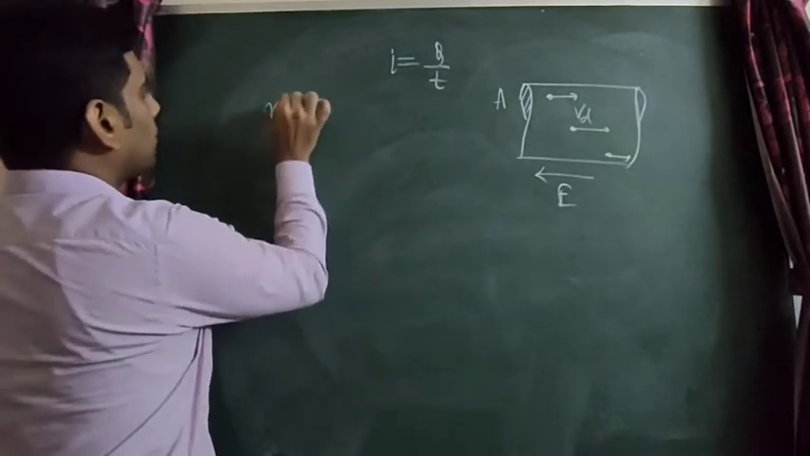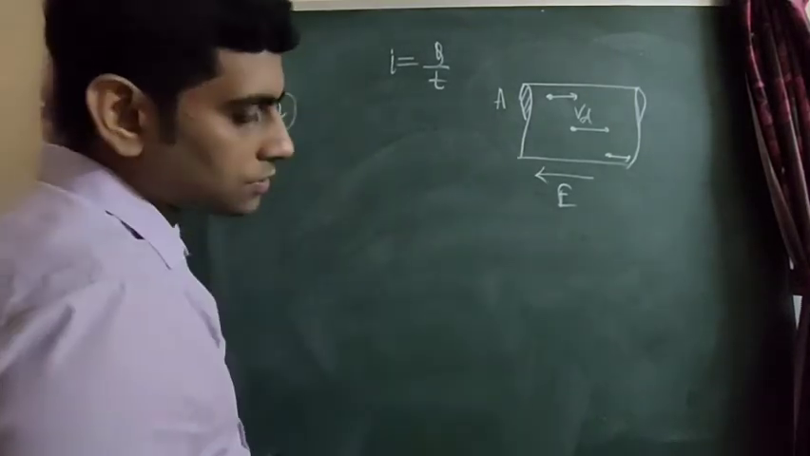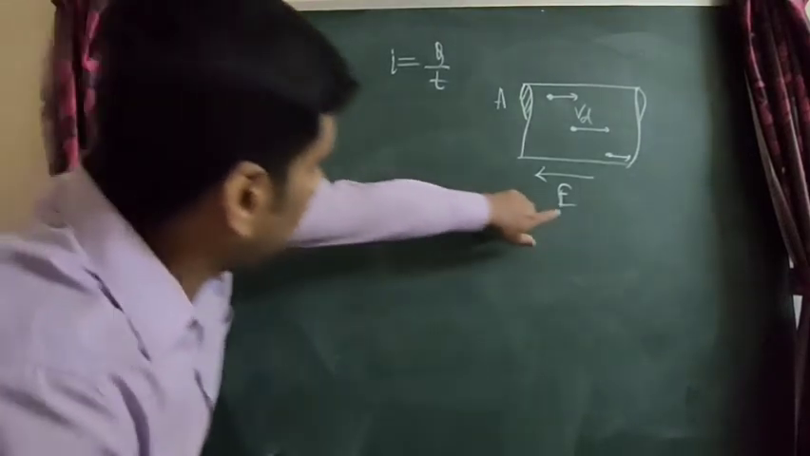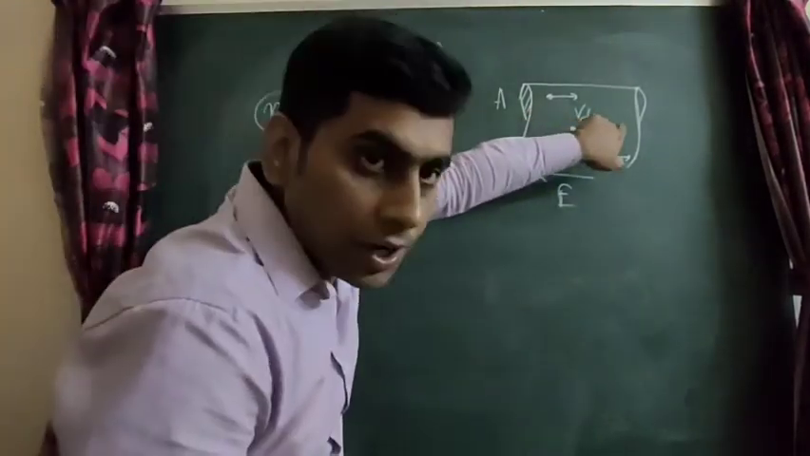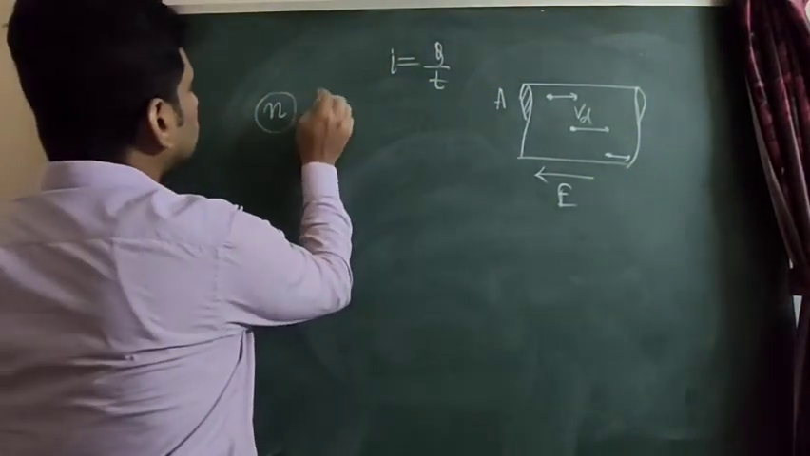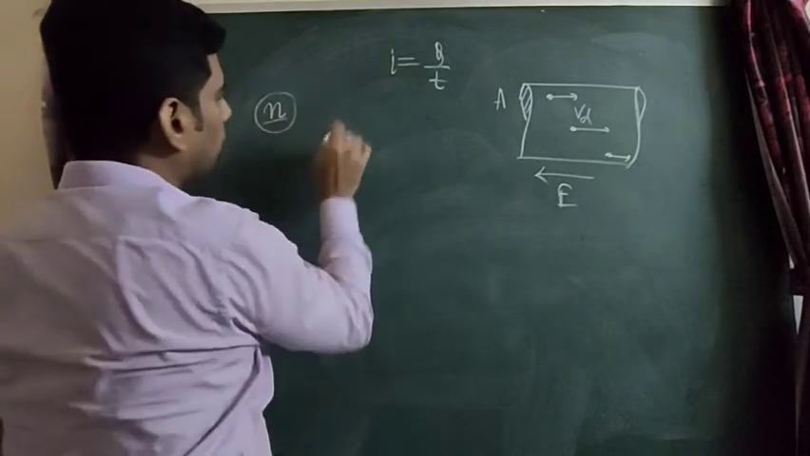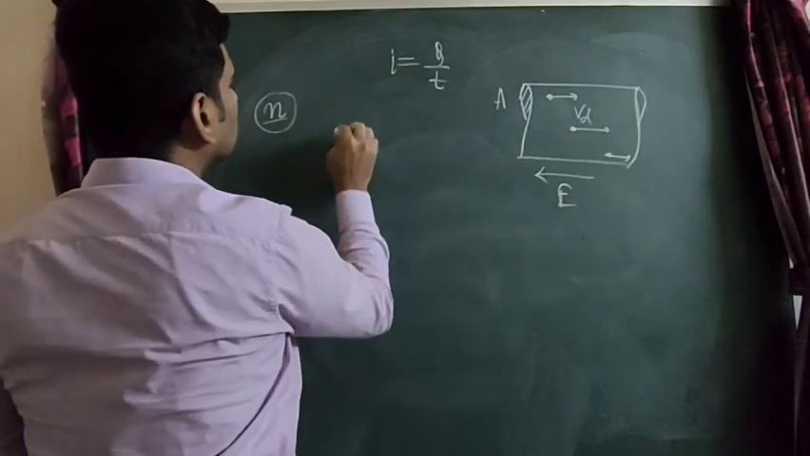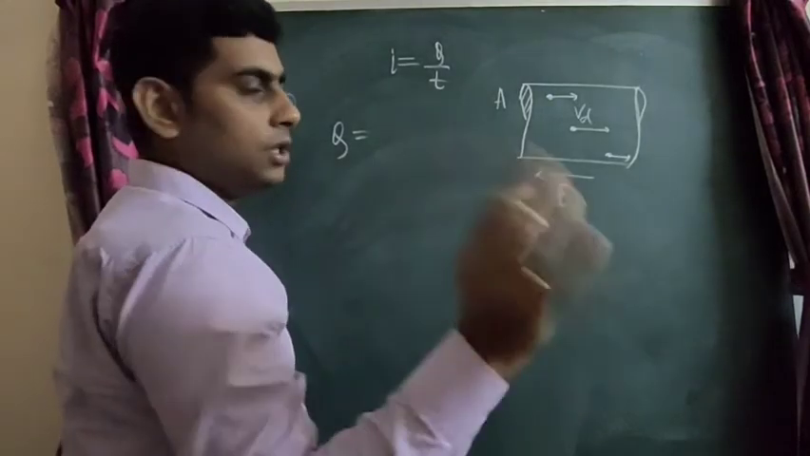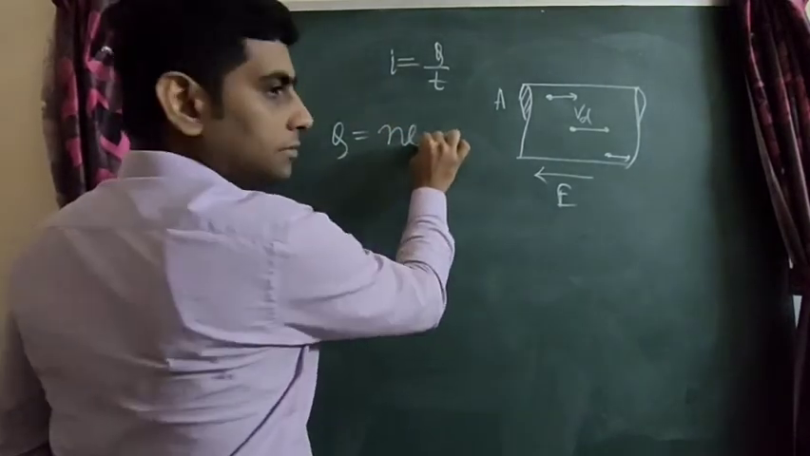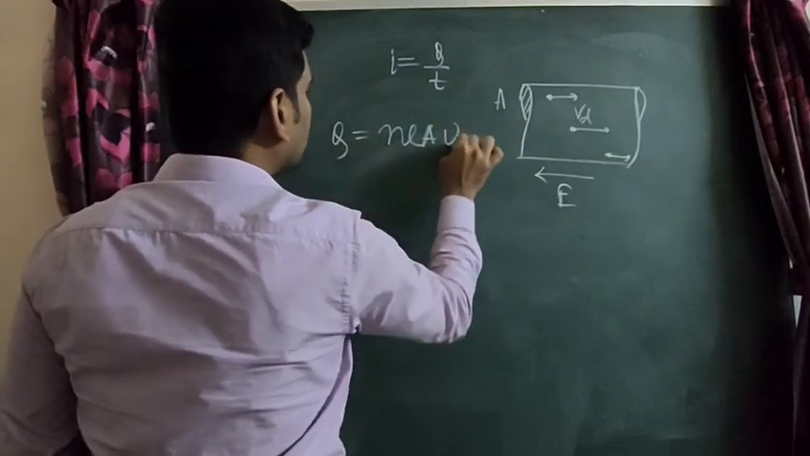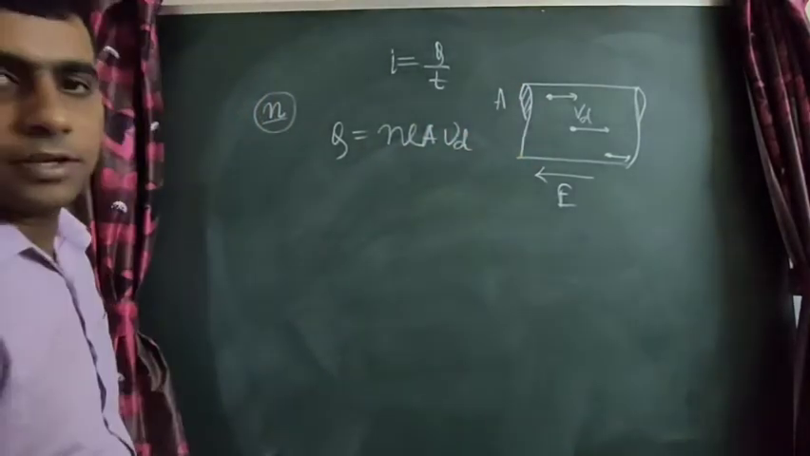Let n be the number of electrons per unit volume, A be the cross-sectional area, E is the electric field, and Vd is the drift velocity. Then n means number of electrons per unit volume, so the charge which is flowing, Q, will be equal to the charge of an electron e, so n into e, and area of cross section A, velocity Vd. Okay.